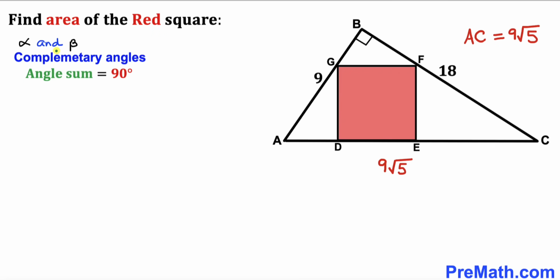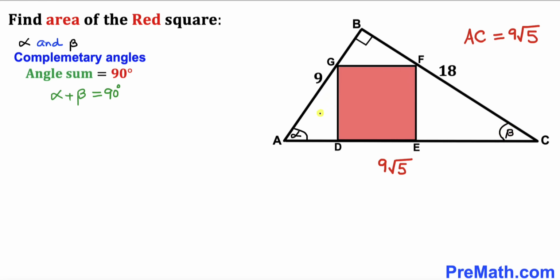And here's our next step. Let's assume that alpha and beta are our two complementary angles. In other words, the sum of these two angles must be equal to 90 degrees. Now let's assume that this angle is alpha. We know this is our 90 degree angle. Then in this triangle ABC, this angle has got to be our angle beta.